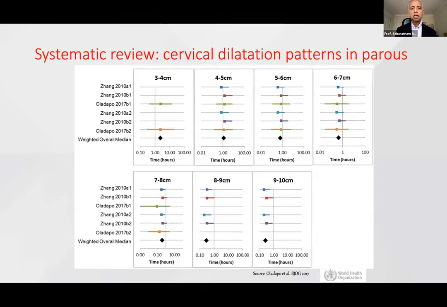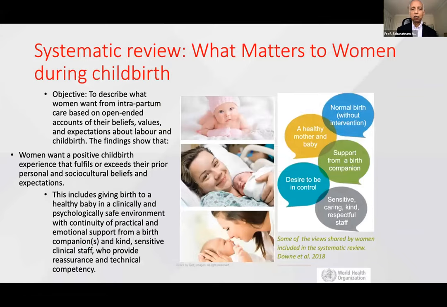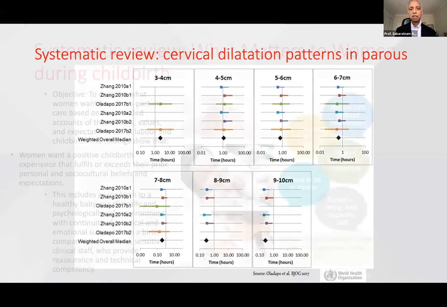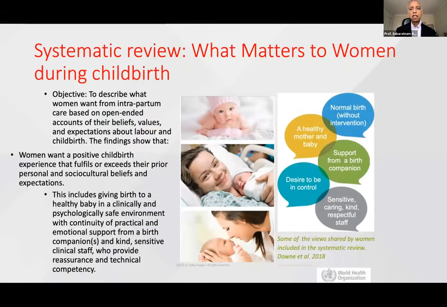Now we look at multiparous women, the same applies. Although 3 to 4 centimeters is a little bit slower. Once they come to 4 to 5 centimeters or 5 centimeters, then they are dilating at 1 centimeter per hour. So in other words, action line or the active phase of labor has to be considered in the future to be at 5 centimeters. Now I mentioned about the qualitative studies done by the WHO.